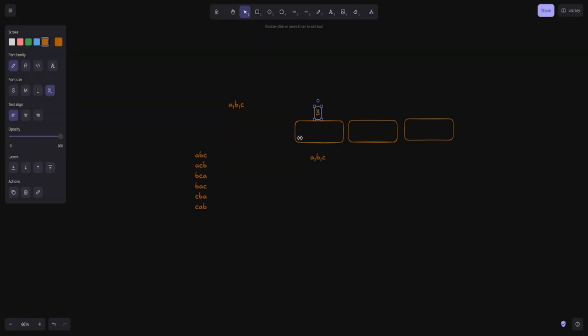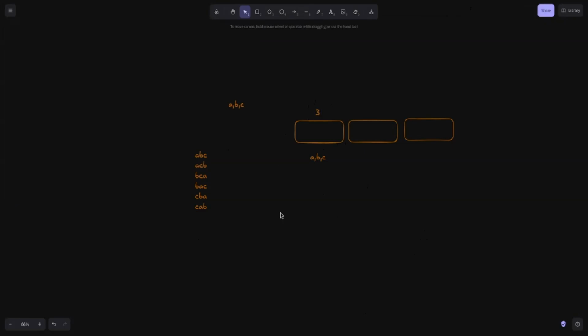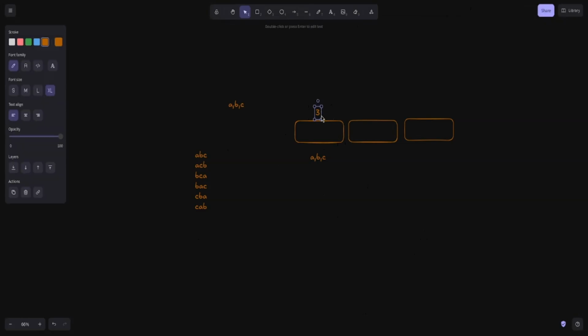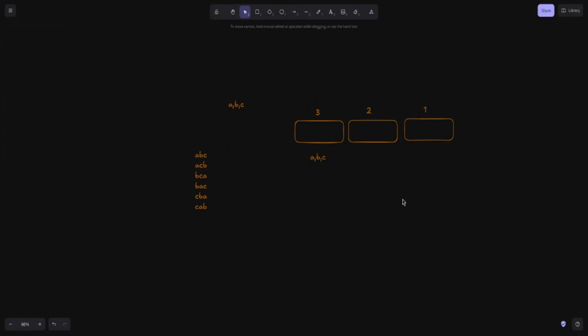Now if I have filled A, B or C, I cannot fill the same letter the next time. So how many choices will I have? 2. And the last one, 1. So if you see, it is giving n factorial vibes. Basically when we have n objects and we are permuting them in n places, it's n factorial.